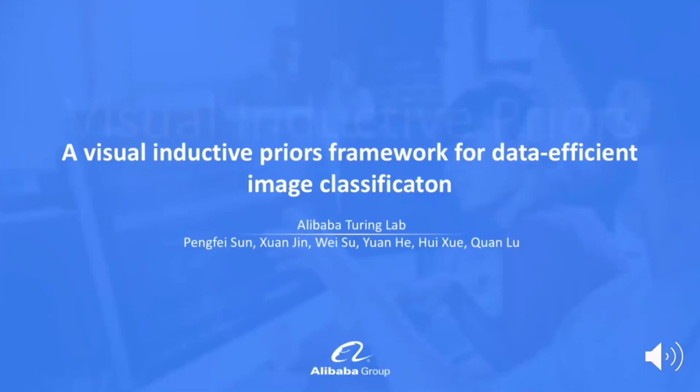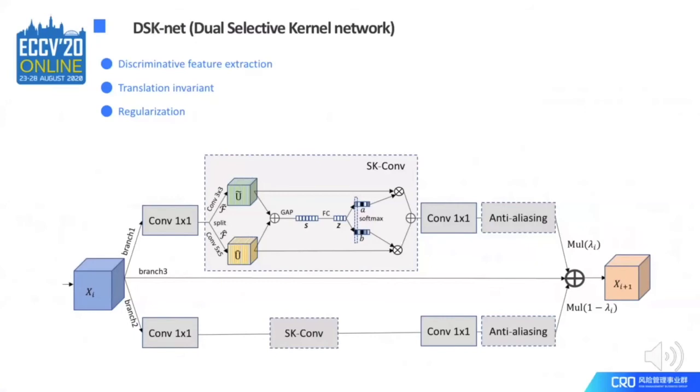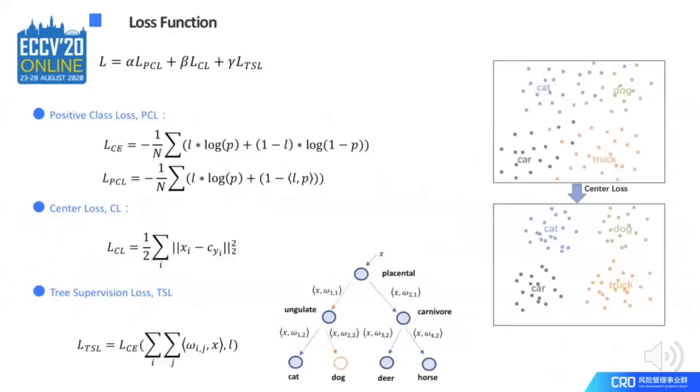For the framework, we proposed a novel 3-branch architecture called Dual Selective Kernel Network, which is based on ResNeXt. For discriminative feature extraction, we replaced the convolution of kernel size 3 with the selective kernel convolution module. For a better ability of translation invariance, we use blur pooling. We apply a 3-branch architecture in the residual block for regularization.